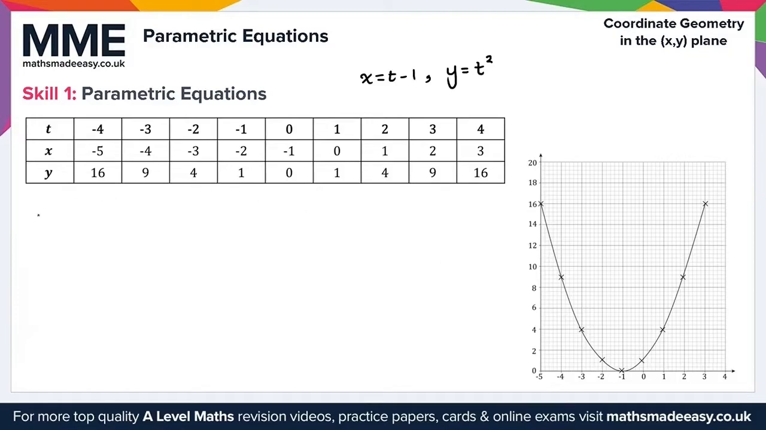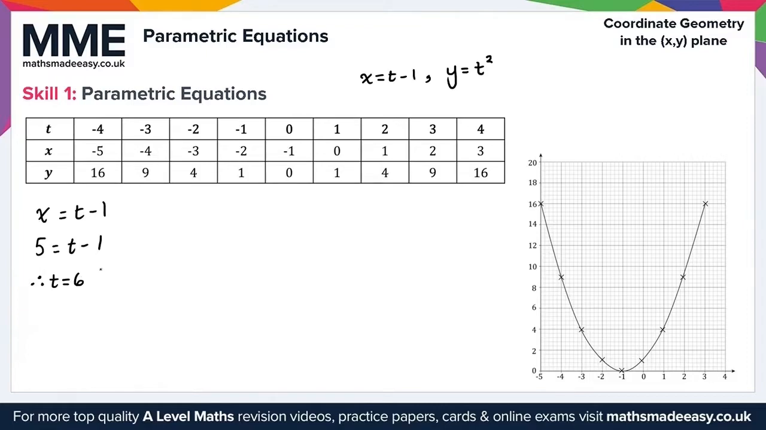In that case, x is equal to t minus 1. So if we're saying x equals 5, we should replace x here with 5. So 5 is equal to t minus 1. And here now we just solve for t. So therefore, t is equal to 6.